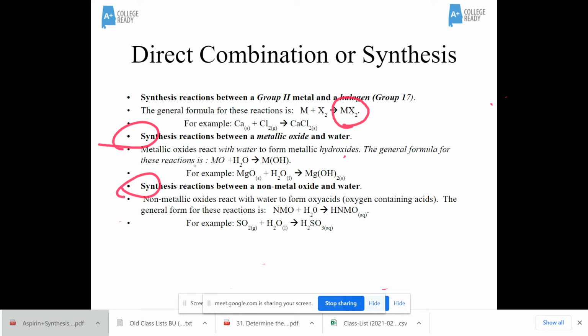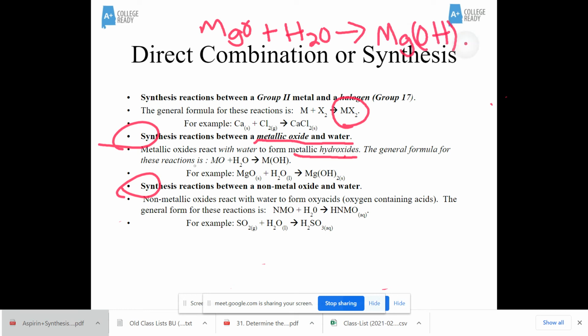All right, so if we take a metal oxide and react it with water, we always get a metallic hydroxide. So if I had magnesium oxide and I react it with water, that's going to give me magnesium hydroxide. Magnesium is a +2, hydroxide is a -1, so I have to have 2 of them. That happens for all of them.